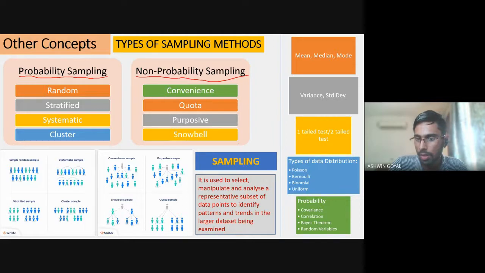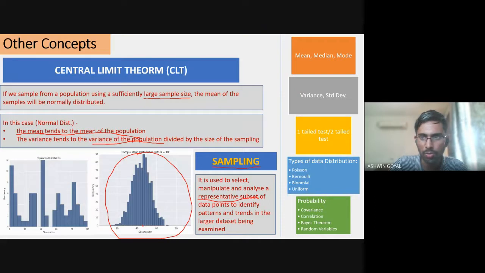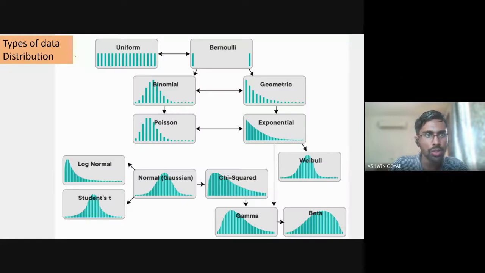Okay. When we talk about other concepts that you need to understand, we've already covered mean, median, mode. We know what is standard deviation and variance. Apart from the central limit theorem, we also have the one-tailed test and the two-tailed test, which you can go through. These are simple concepts. And then we have types of data distribution. What are the types of data distribution?